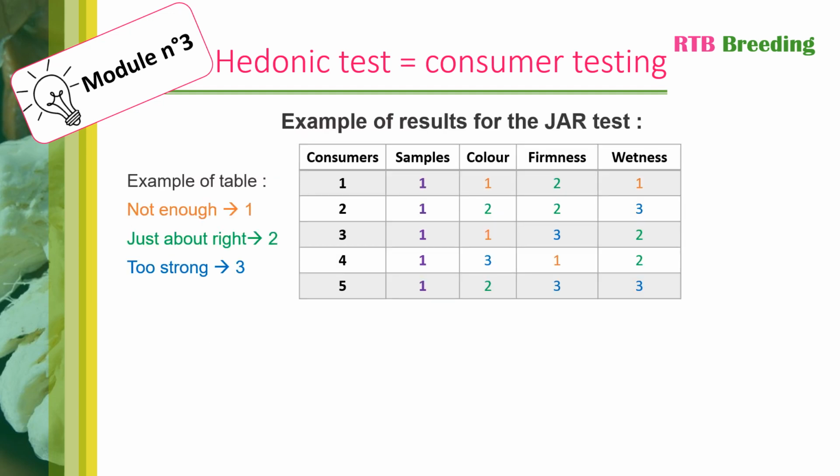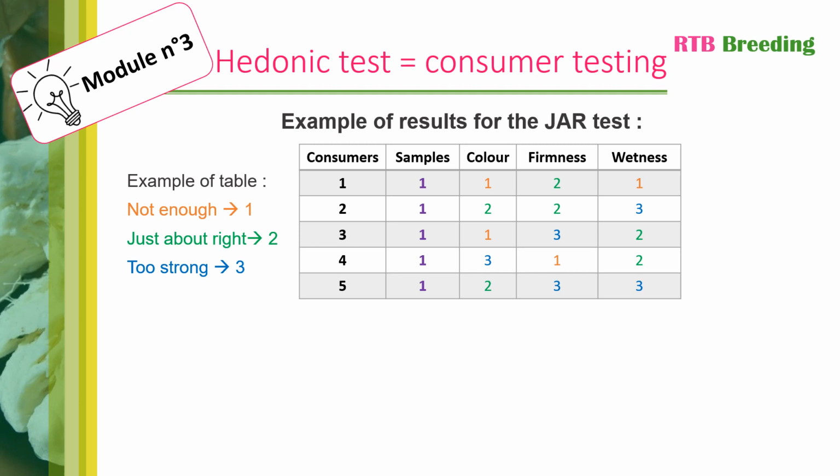This slide shows a fictitious example of the results that can be obtained from a JAR test. On this table, you can see the raw data of a study. The rows correspond to the consumers and the sample. Here there are 5 consumers, and this table concerns sample number 1. For each descriptor in the columns, we put a score according to their response to the JAR. The note 1 corresponds to not enough or too low, the note 2 to just about right, and the note 3 to too strong or too much.